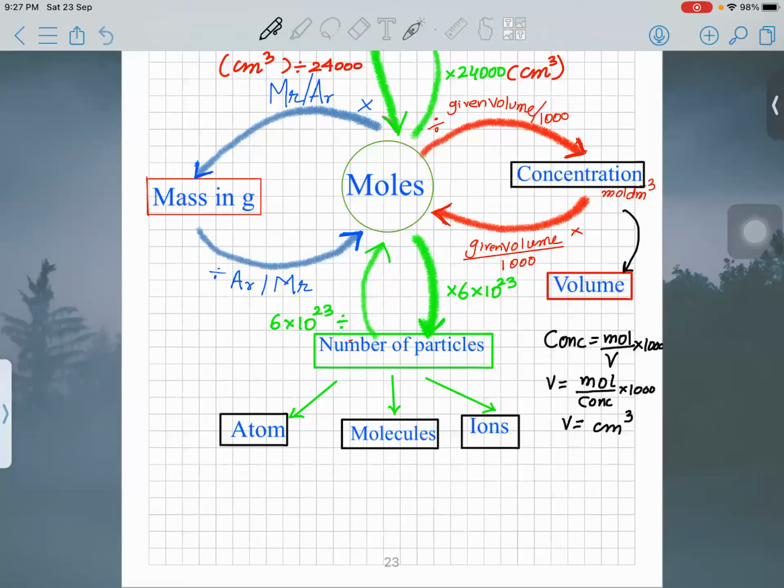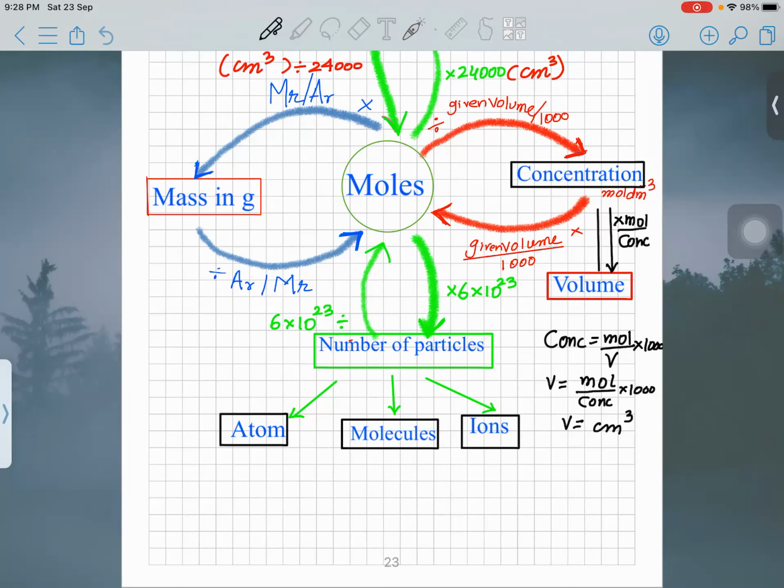Now multiply it by mole divided by concentration. So how do we convert concentration into volume? Multiply by mole divided by concentration. Similarly, we can convert.